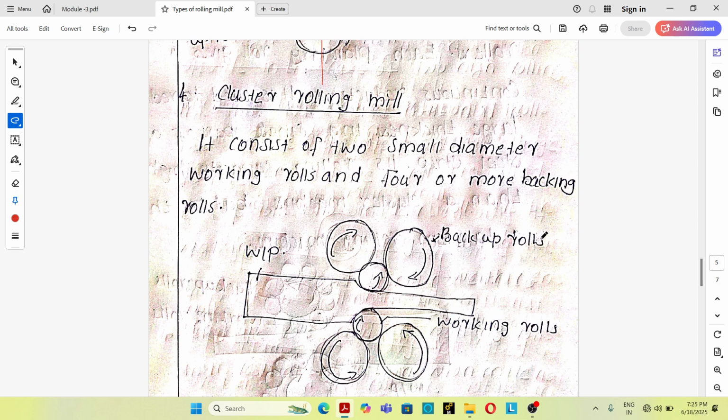See, this is the figure of a cluster roller. It consists of 2 small diameter working rollers and 4 or more backup rollers. So in cluster rolling, there are 2 working rollers. These are the 2 working rollers, one here and the second here. And these 4 rollers are backup rollers. They have a large diameter which will restrict or prevent the deflection of the working rollers during the rolling process. So that configuration is known as a cluster roller mill.